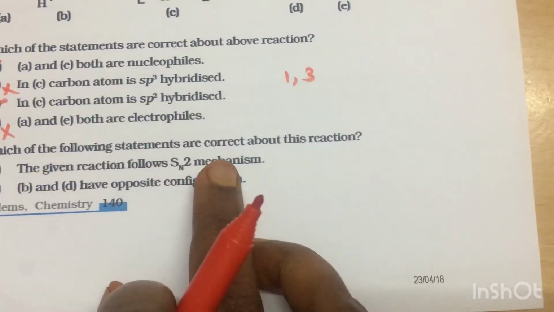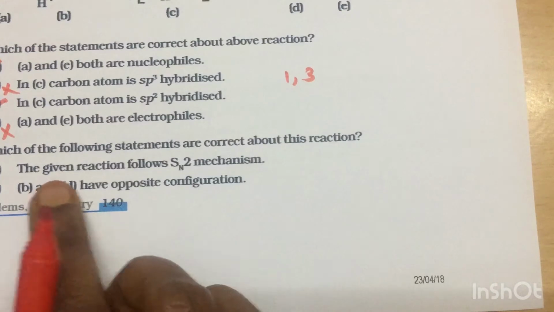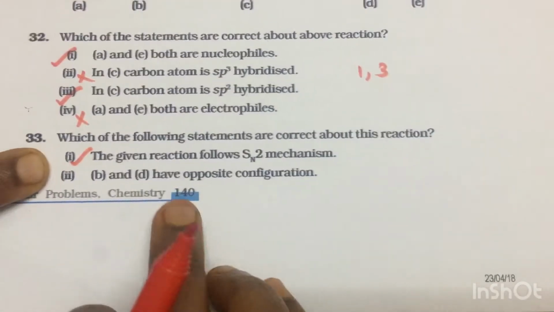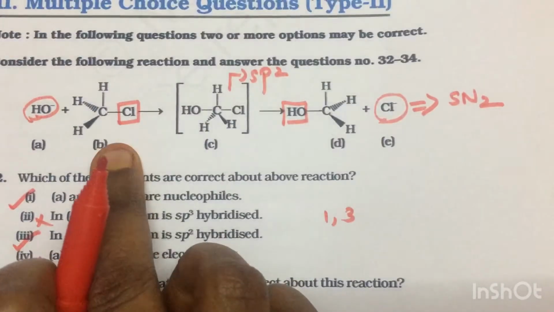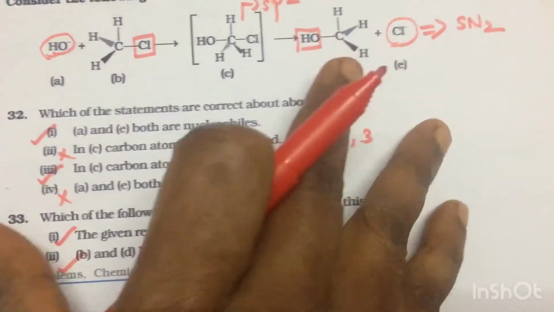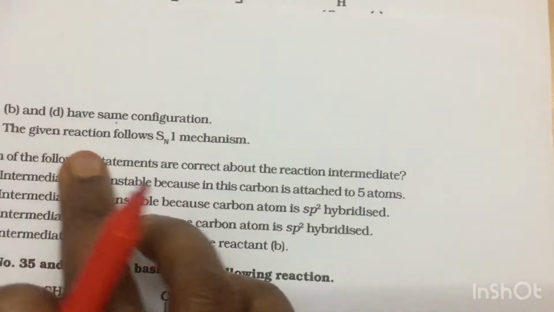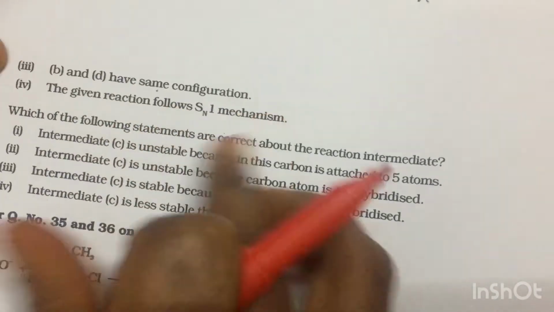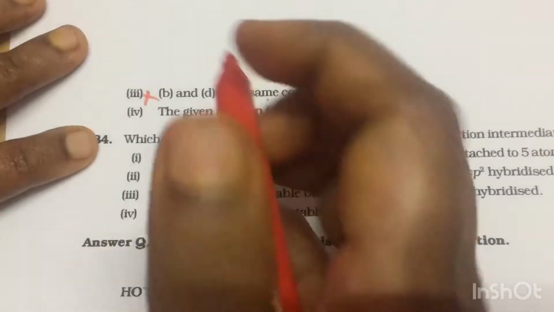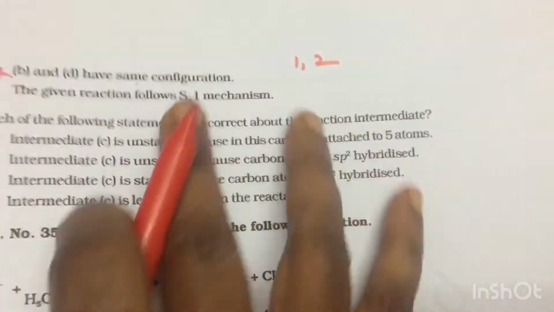Which of the following statements are correct about this reaction? The given reaction follows SN2 mechanism. Yes, right. B and D have opposite configuration. Yes, B and D have opposite configuration. This is also correct. Then, B and D have same configuration. No, just now we saw this reaction follows SN2 mechanism, not SN1. So the answer for this is 1 and 2 are correct.